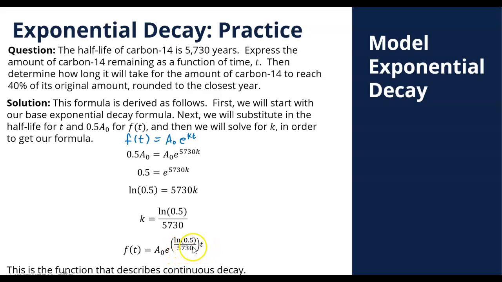And then to answer the question, how long will it take for the amount of carbon-14 to reach 40% of its original amount, rounded to the closest year, we're going to consider this function here and then replace f of t by 40% of a sub 0. So that is 0.4 a sub 0, and then you solve for t.